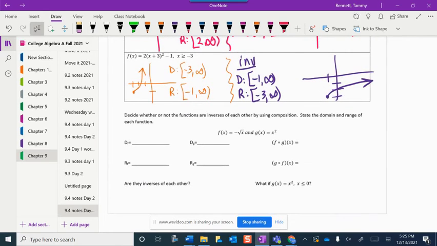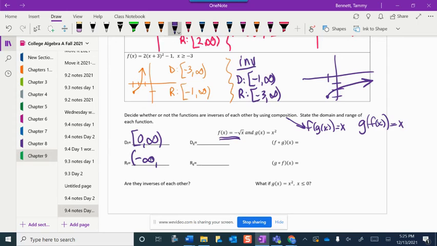All right, last one. Decide whether the functions are inverses of each other. So what I'm looking for is that f of g of x, we want to prove it equals x, and we want to prove g of f of x equals x, always. So for the domain of f, if I have negative square root of x, my domain would be bracket 0 to infinity. And my range are the outcomes, and that's always a negative number, so negative infinity to 0 with the bracket. On g of x, that's just an x squared function, so a parabola, so my domain is everything, and my range will be 0 to infinity.